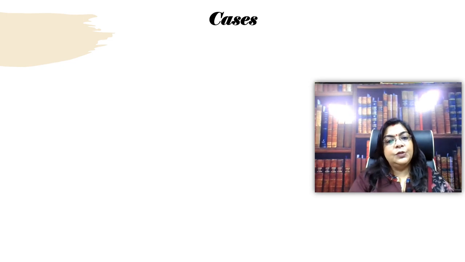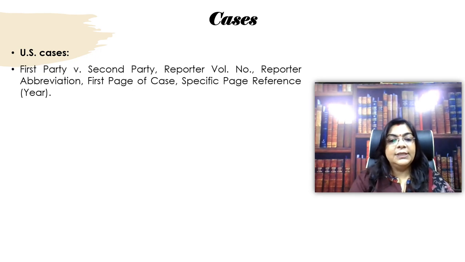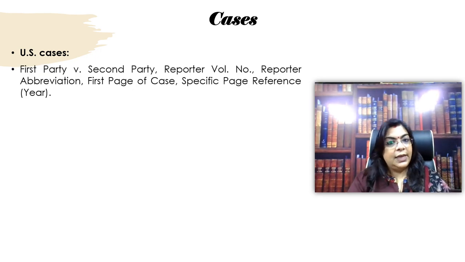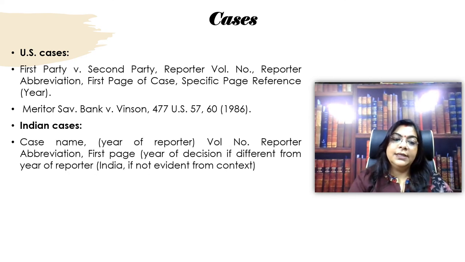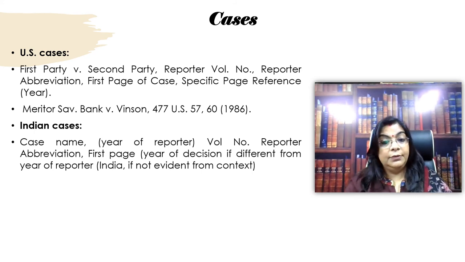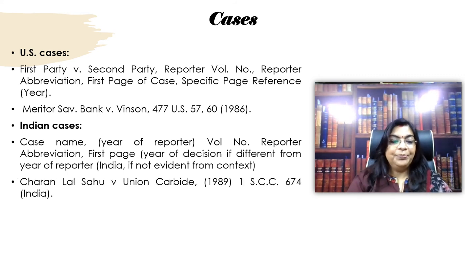Now, this is especially for law students because we used to write cases. If you are using US cases, then again, first party versus second party, volume number, reporter abbreviation, first page of case, specific page references and year, like this. Then if you are writing Indian cases, then case name, year of reporter, volume number, reporter abbreviation, first page, year of decision if different from year of reporter, because in India, if not evident from context, then this is the example.